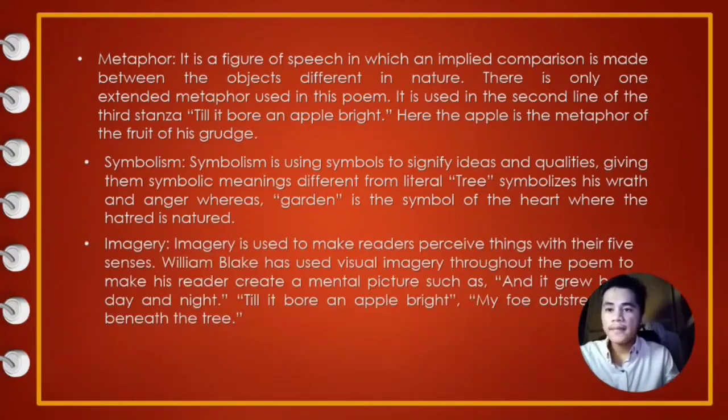Lastly, we have imagery. Imagery is used to make readers perceive things with their five senses. William Blake has used visual imagery throughout the poem to make his reader create a mental picture, such as it grew, bore, day and night, till it bore an apple bright. My foe outstretched beneath the tree. So those are the examples of imagery or visual imagery found in the poem.